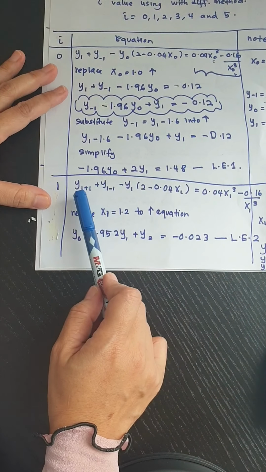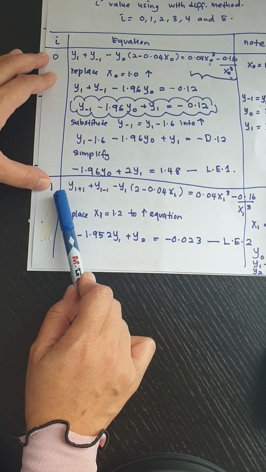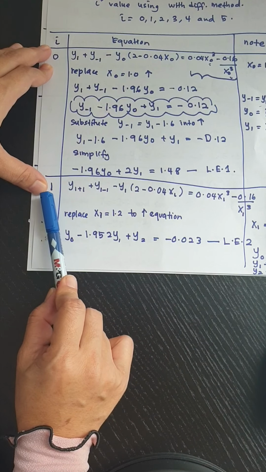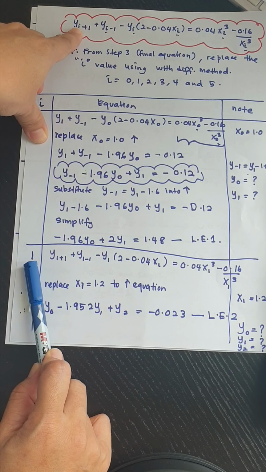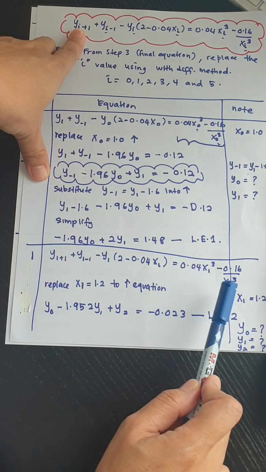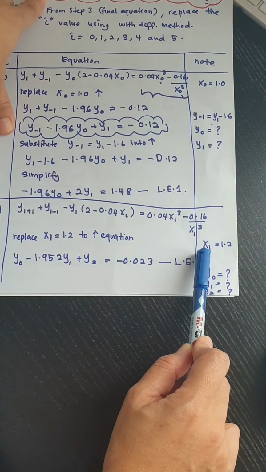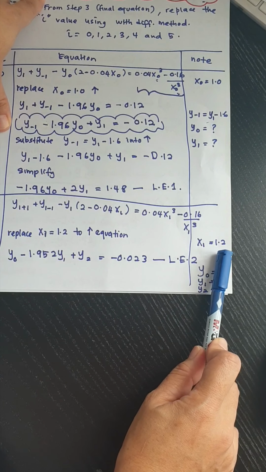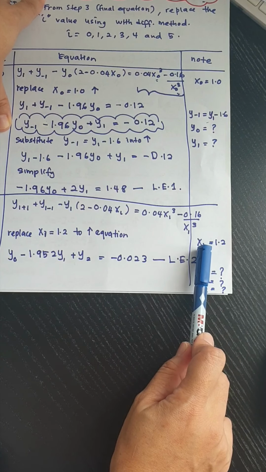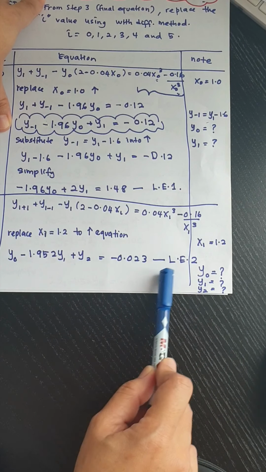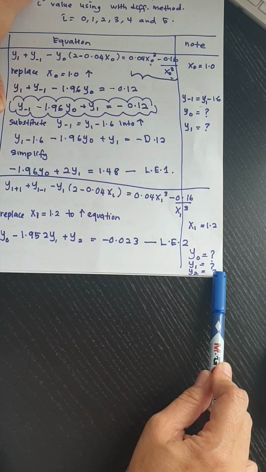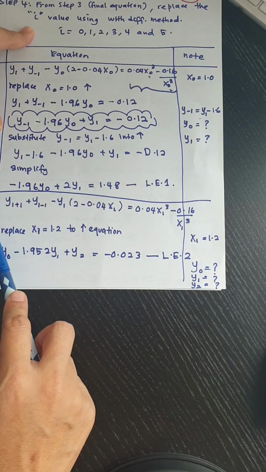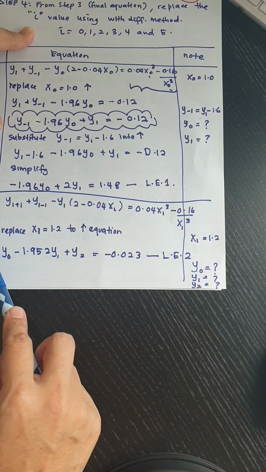Again, you repeat the same procedure for your next I. This is I1. When I equals 1, replace all I in the step 3 final equation with 1. This is what you get. Bring out the x value. Over here you know that x1 is 1.2 from the diagram ordinate, so replace the x1 value and simplify the equation. Take out all the y, which you don't know. This becomes your final linear equation number 2.